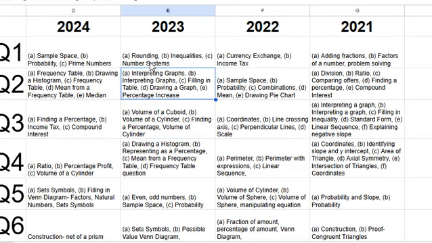The year before was question 2 again. Filling in a table. Actually it was question 4 more so, drawing a histogram again from just a table of values. Mean from a frequency table was in part C of that, and then frequency table question in 2022.